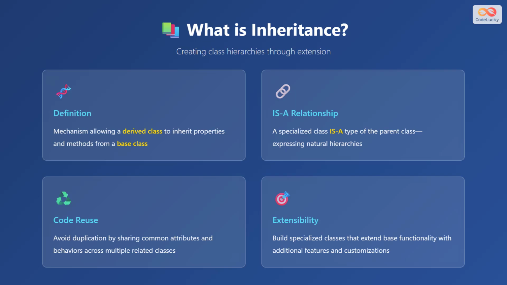The main advantage of inheritance is code reuse. Instead of writing the same code repeatedly, you can define common functionality in a parent class and have multiple child classes share it. This reduces redundancy and makes your code easier to maintain and update.